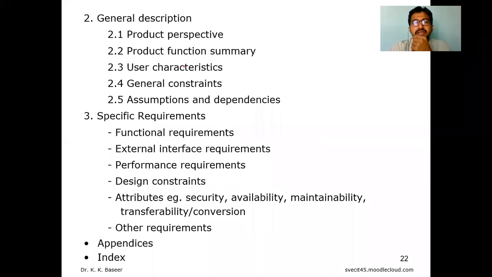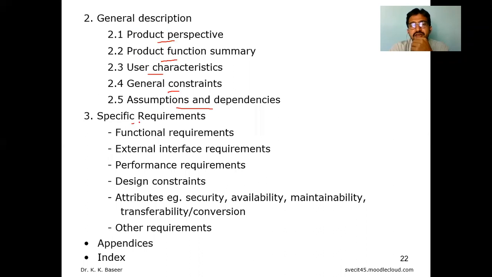If you see the second thing, that is the general description. In the general description, what we have done is the product perspective, meaning the perspective of the project, the theme, the function summary if any, and the user characteristics you are mentioning there. Also the constraints, how you need to run your project, and some assumptions and dependencies. Such things we need to cover in this section, the general description.